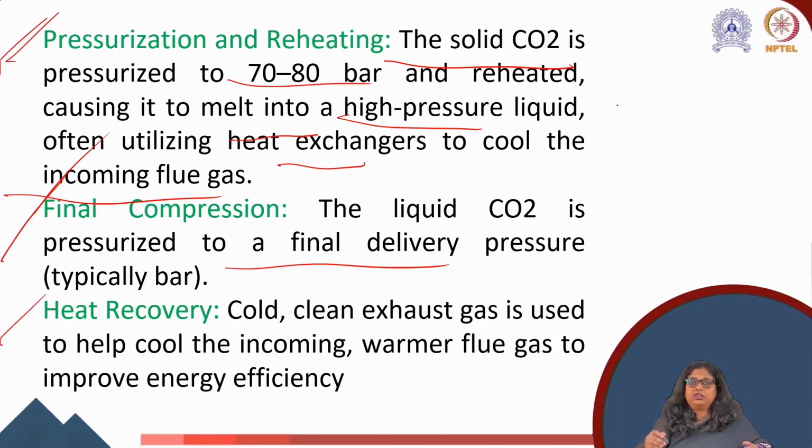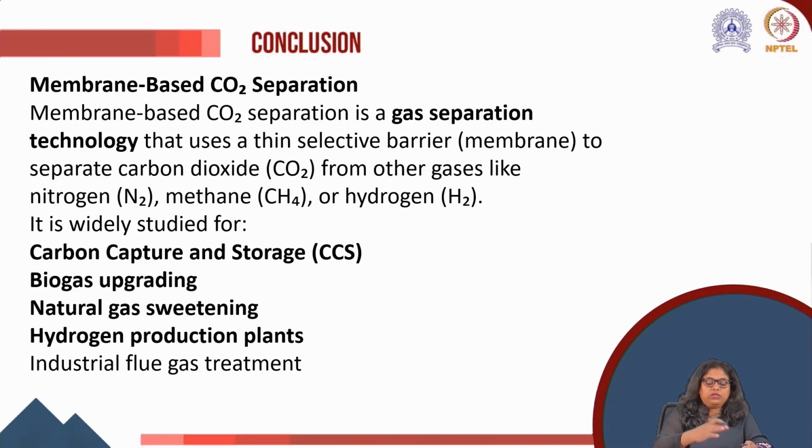Then we have the heat recovery. Cold clean exhaust gas is used to help cool the incoming warmer flue gas, improving energy efficiency by recovering the heat. So these are the two different capture techniques we had here. The first one we talk about is membrane-based CO2 separation, so we will conclude with it here.